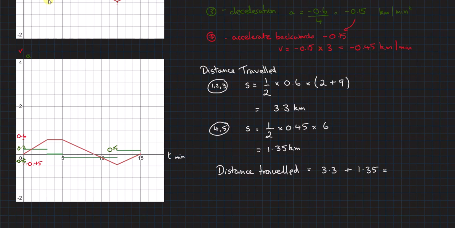And that gives me 4.65 kilometres. If I want to know the average speed, notice average speed. It is the distance travelled, not displacement. So the distance travelled, 4.65 divided by 15 minutes. That's how long it took to do that amount of distance.